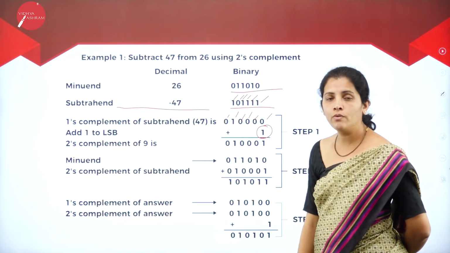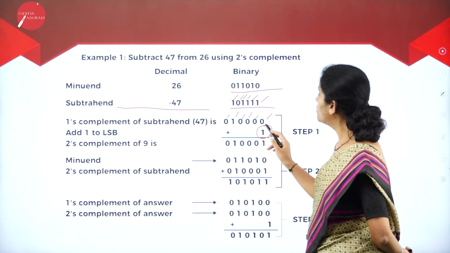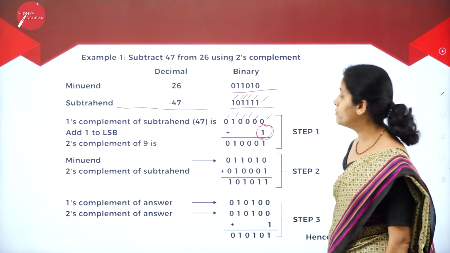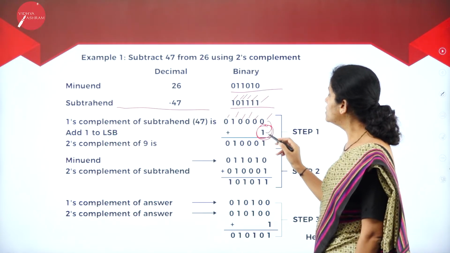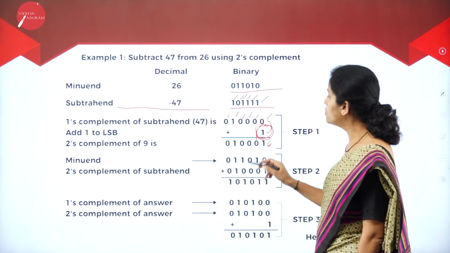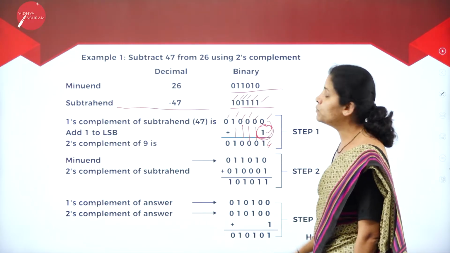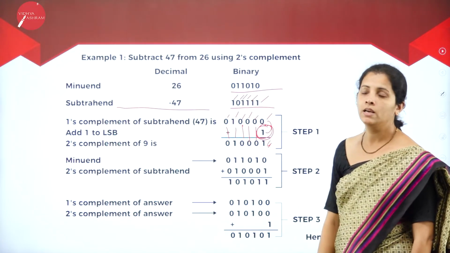Now I'm going to perform the 2's complement addition. So I'm going to add 1 to the LSB bit and perform the binary addition. 1 plus 0 is 1. I'll write 0 as it is, 0 as it is, 0 as it is, 1 as it is and 0 as it is.